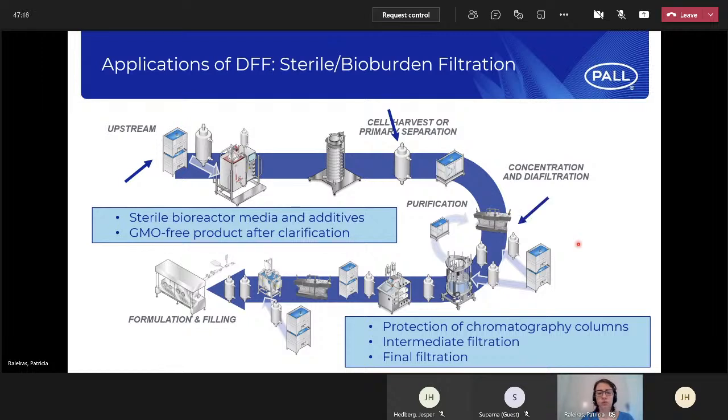And then, of course, there is the final filtration that I mentioned before, which is very important to make sure that your final product is sterile. And so very often you might even find double filtration steps there. The final filtration should always be as close as possible to the filling point, to the vials, to whatever the product is being filtered into.